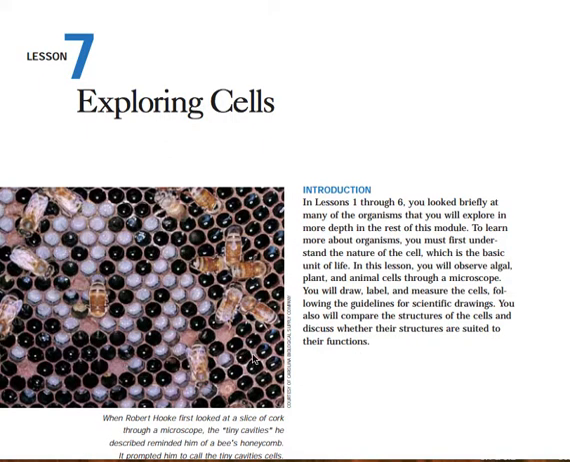This is where bees live, and the circles here kind of look like cells.